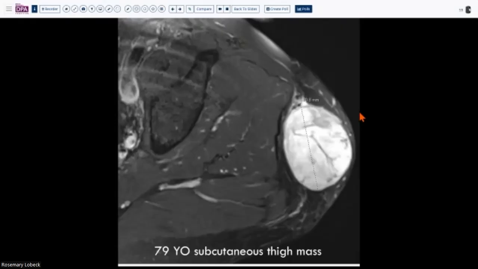So here is a case in comparison though. This time we have an older patient, nearly 80 years old, and the mass is subcutaneous. So it's not a deep mass, it is subcutaneous, but it's quite large. It's nearly 7 centimeters, and it also has this MRI signal that extends beyond the border of the mass, seemingly infiltrating into the septations around the adipose tissue over here.